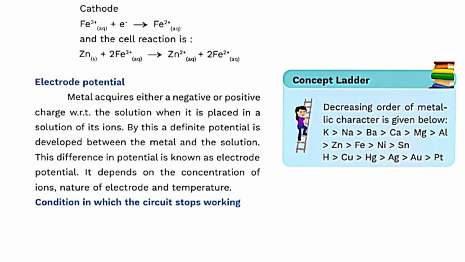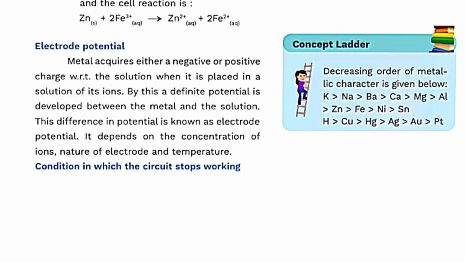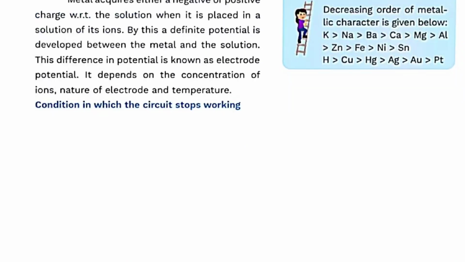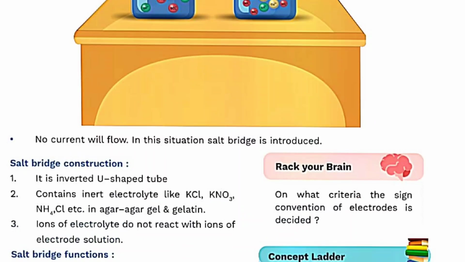What are the key points now? First is a measure of tendency. It tells us the tendency to lose or gain electrons. It tells us whether oxidation or reduction is happening here; electrode potential determines which reaction occurs. It also tells us about standard electrode potential. We can say electrode potential is a measure of how easily an electrode can lose or gain electrons. So this is known as electrode potential. I just talked about it in very simple words.